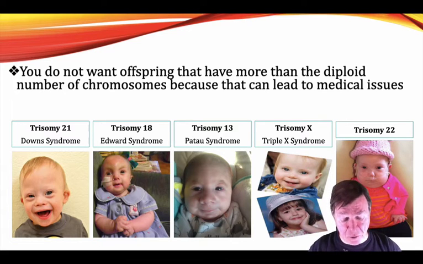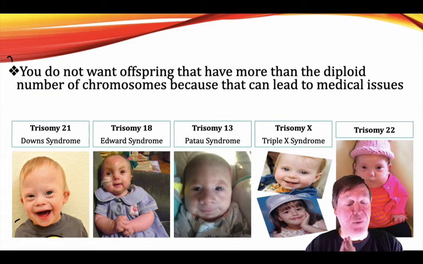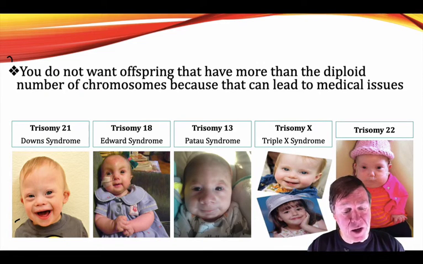Trisomy 18 is Edwards syndrome. Edwards syndrome is usually fatal before birth. So the baby doesn't even come to term. But if it does, they usually don't live more than a year. They have a really low birth weight. They have clenched hands. They have really small, abnormally shaped heads. And like I said, it's usually fatal.